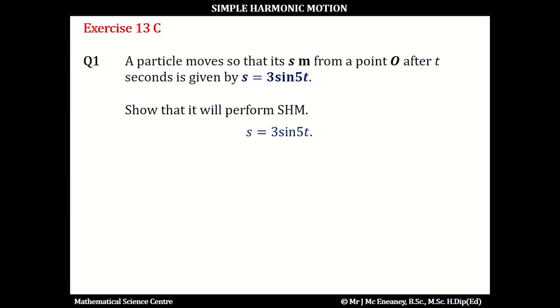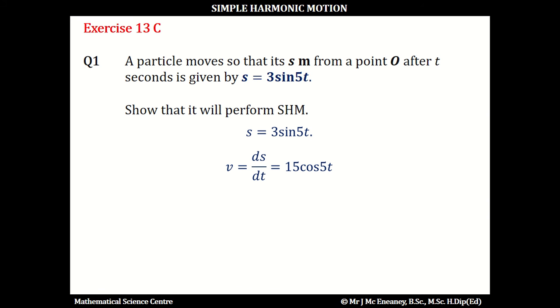If we differentiate the displacement, it gives velocity. So velocity is ds/dt. And if we multiply the 5 with the 3, it gives 15. If we differentiate sine, it becomes cos. So ds/dt is 15 cos 5t.